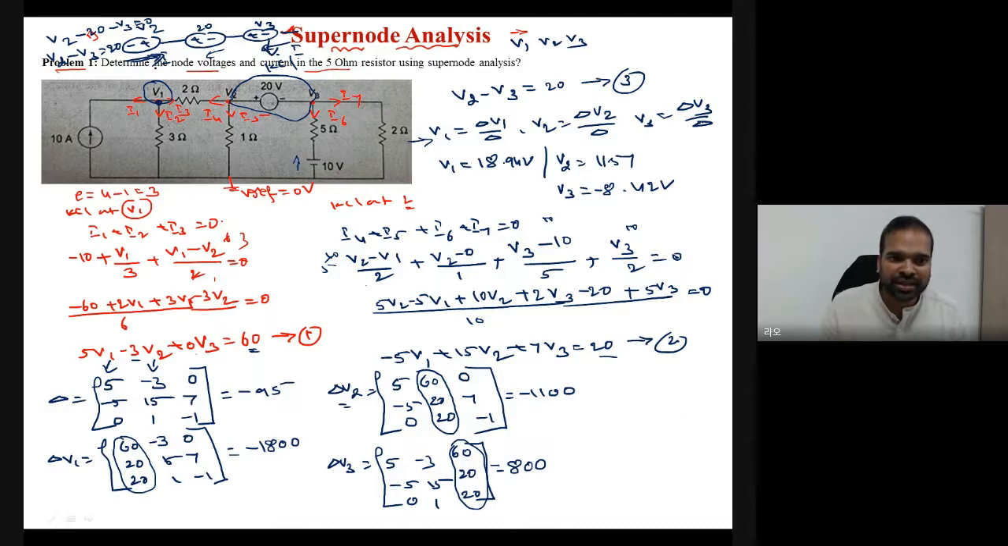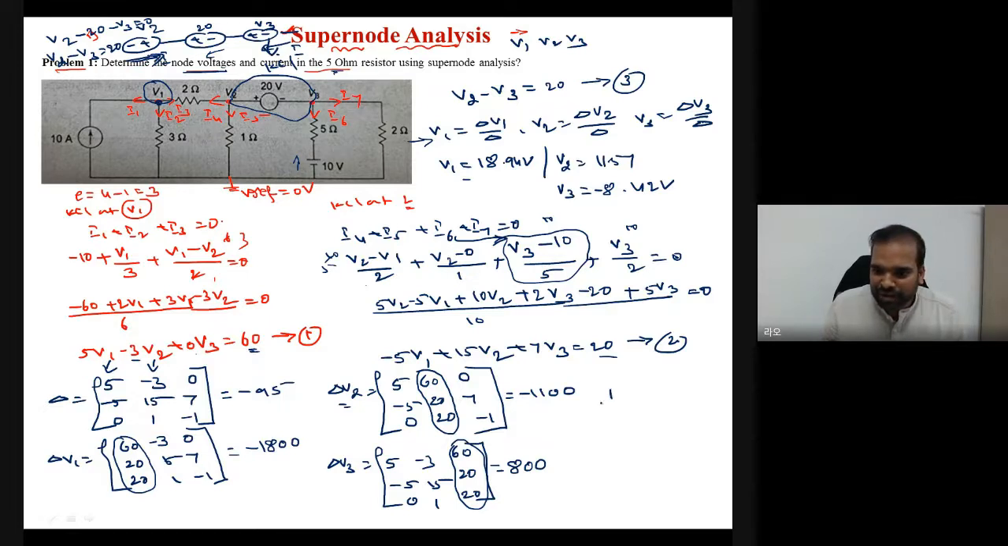Now, determine the node voltages. You already found V1, V2, V3. What is the second thing? You need to find the current flowing through the 5 ohm resistor. What current is flowing through the 5 ohm resistor? I6. As per this formula, I6 equals (V3 minus 10) by 5. Yes or no? Instead of I6, you have written this. So this is I6.